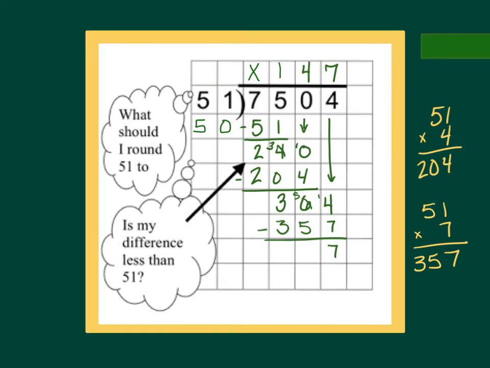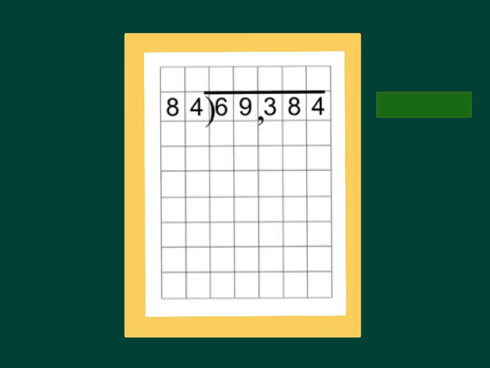So I can write my remainder of 7 as a fraction, or I could write it as our remainder 7, or I can write it as a fraction and put 7 over 51, giving me my answer of 147 remainder 7, or 147 and 7/51. Let's move on to the next problem.